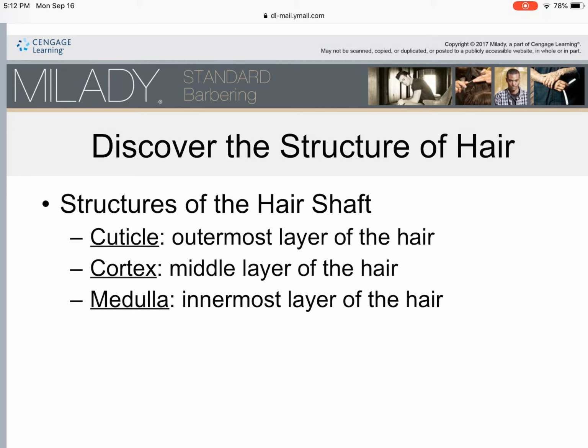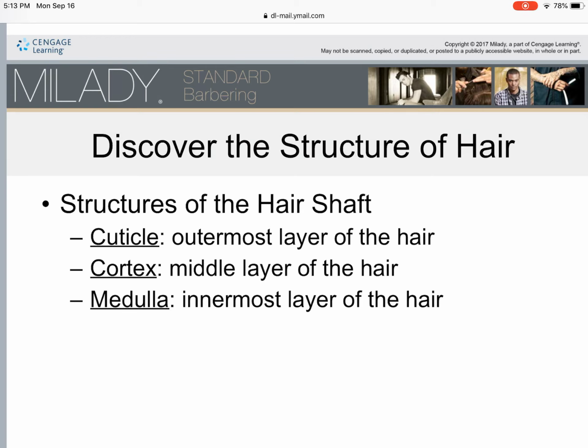The hair cuticle is the outermost layer of the hair. It consists of a single overlapping layer of transparent cells. Scale-like cells point away from the scalp toward the hair ends. The cuticle is the hair's primary defense against damage. Certain chemical solutions soften and raise the scales to allow absorption by the cortex.